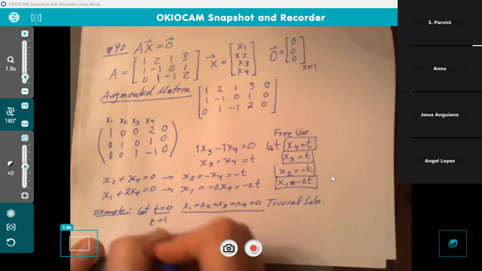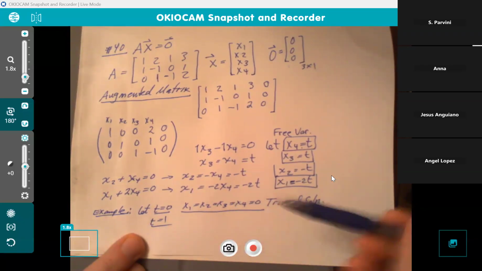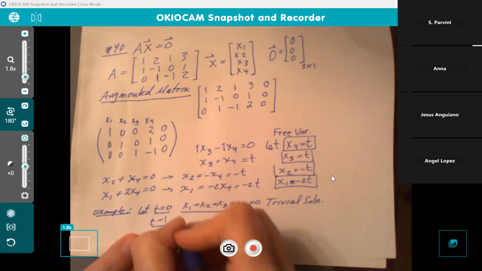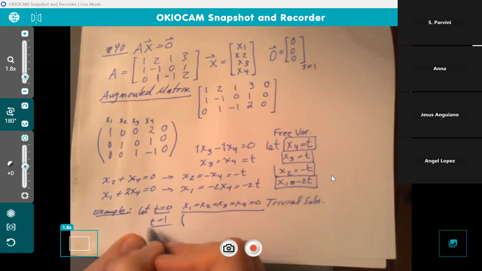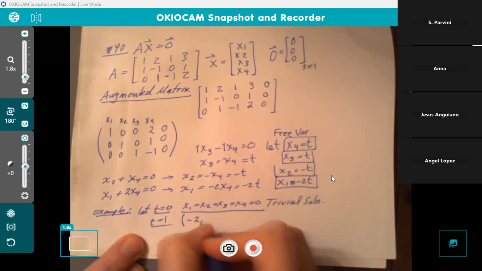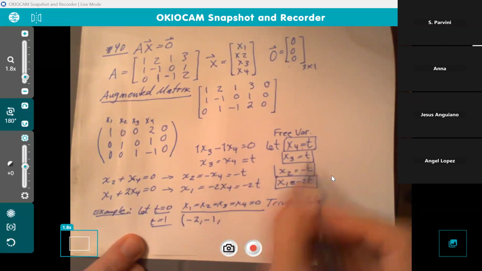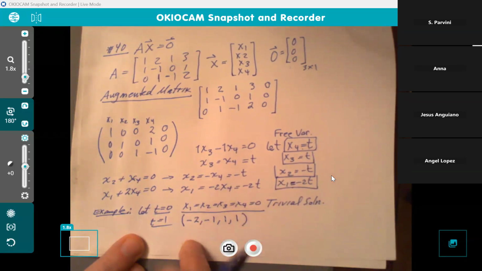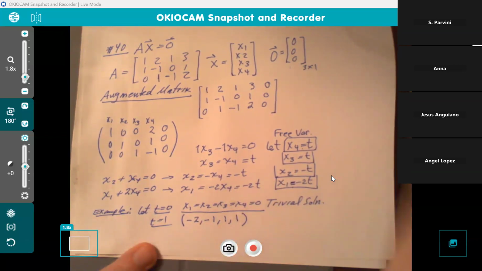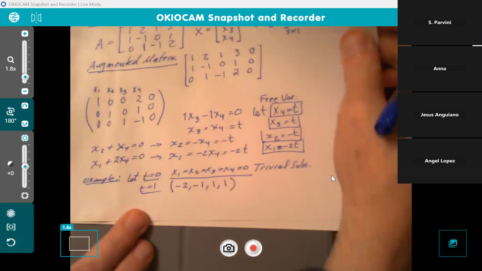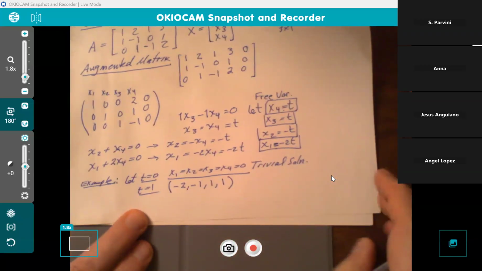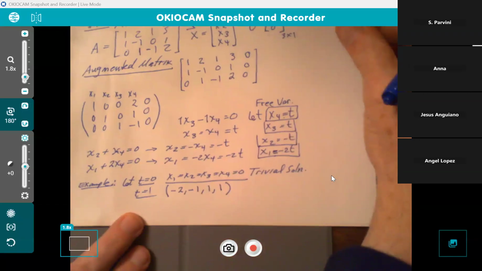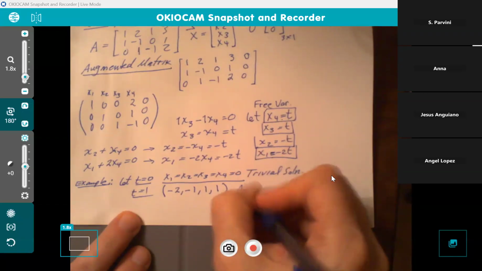Let t be 1. Now, if t is 1, look at x sub 1: negative 2t, that's negative 2. x sub 2 is negative t. x sub 3 is t. And x sub 4 is t. You see that? This is one of an infinite number of solutions. And this one, we're going to call a non-trivial solution.